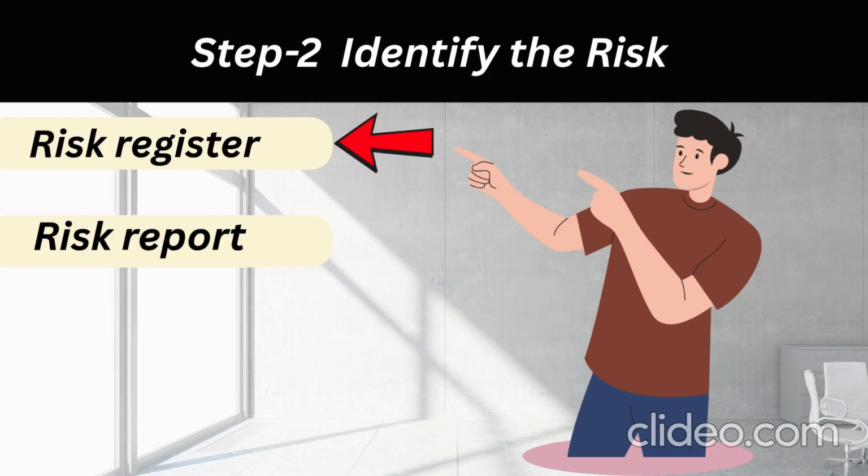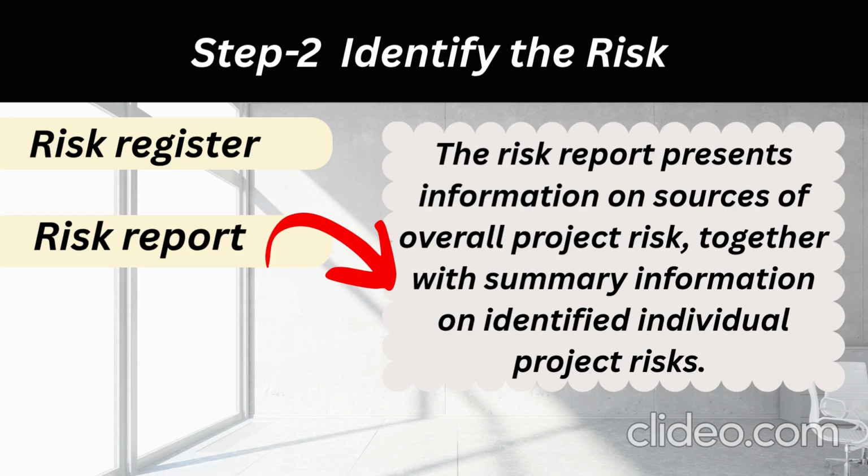This is the first output after identifying the risk. The next output is the risk report. The risk report is nothing but information on sources of overall project risk together with summary information on identified individual project risks. So it is a kind of summary of a risk register.